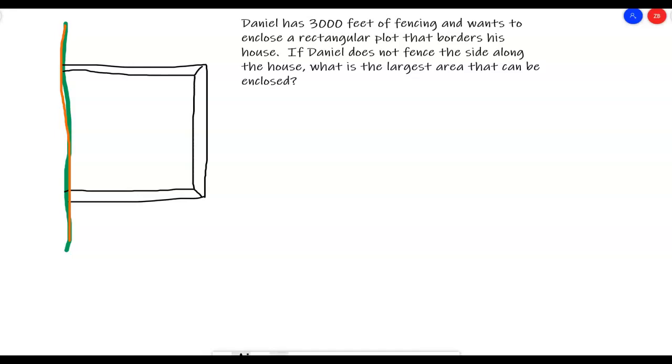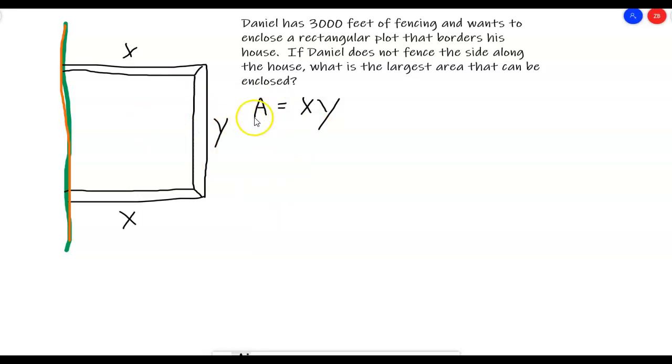So this problem has a few parts. The first thing I want to ask is, what is the area of a rectangle? The area is length times width. If I call this side x, since the opposite side has to be the same size, that's x as well. And we don't know what this side is yet, so we'll call this y. So the area of this rectangle is x times y. You can call it anything you want; that's just what I called it.